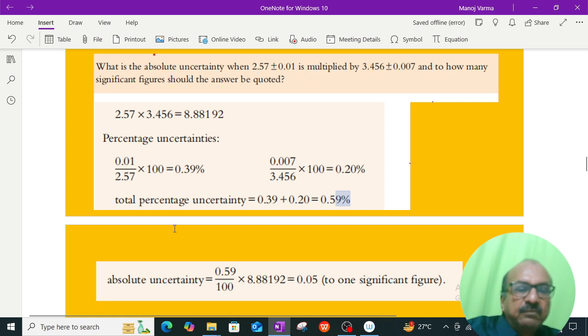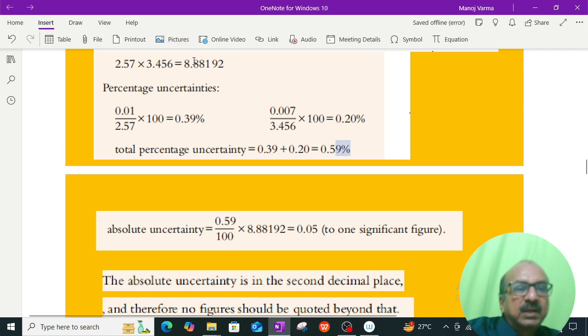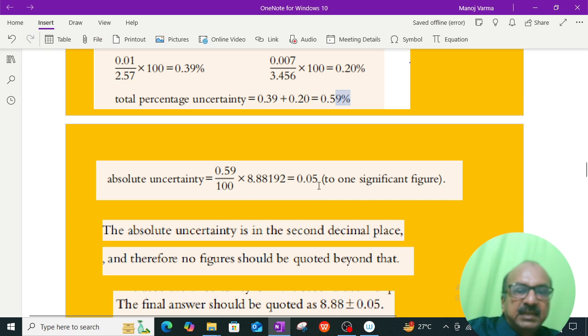Okay, so now we have to convert this percentage uncertainty into absolute uncertainty. That means we have to find 0.59% of our value. This is the value without considering the uncertainties, and 0.59% is the uncertainty. So what is 0.59% of this particular value? We do 0.59 over 100 multiplied by this value, which gives us 0.05, and we have rounded it to one significant figure because the absolute uncertainty in IBDP is generally quoted to one significant figure only. So now we have got the absolute uncertainty in the second decimal place.